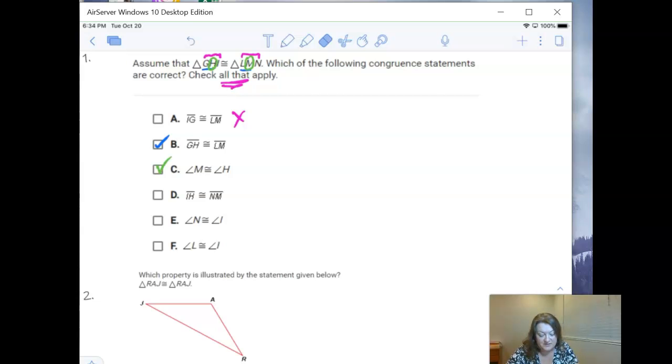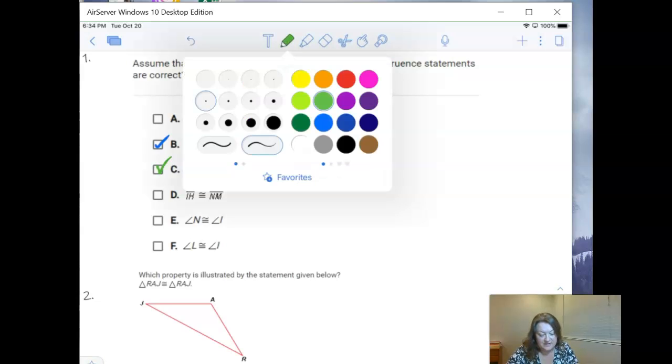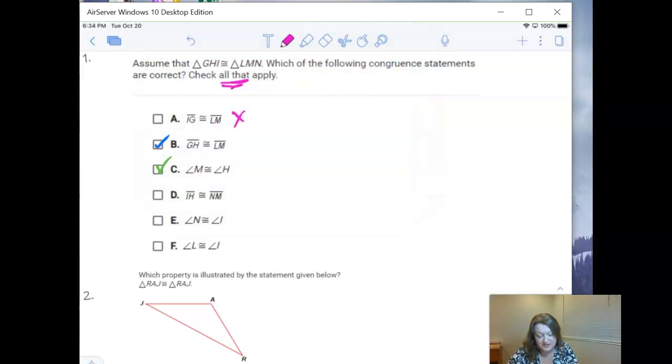Okay, I'm going to erase all the scribble so that we can go back and keep going with all of our other answers. Okay, so switching back to pink here, what about IH? IH is these 2 at the end, so that would be MN or NM. So IH and NM, they are in the same spot, so those work.